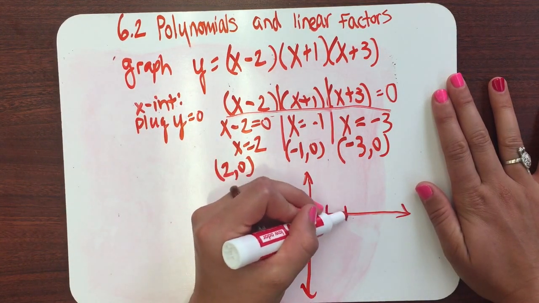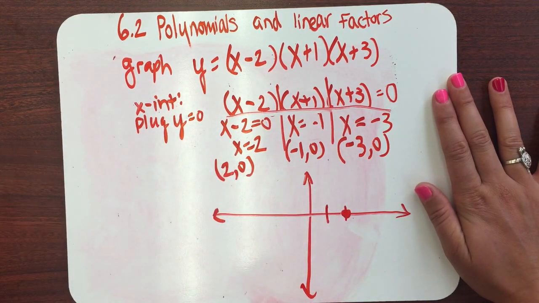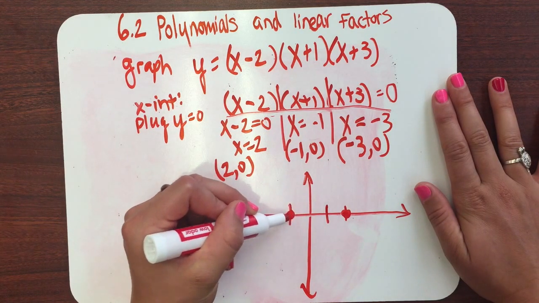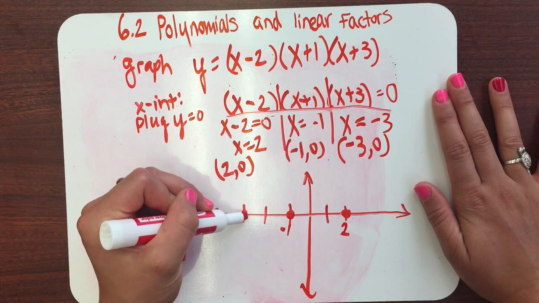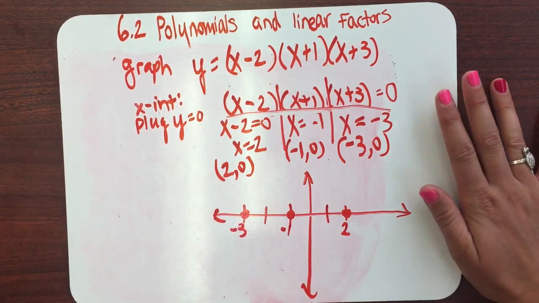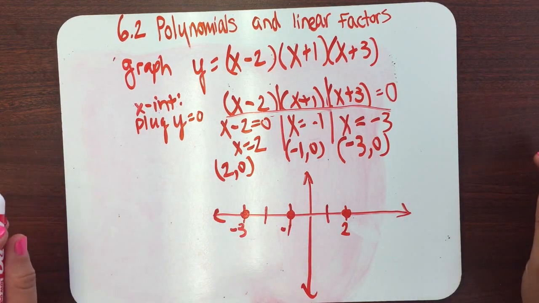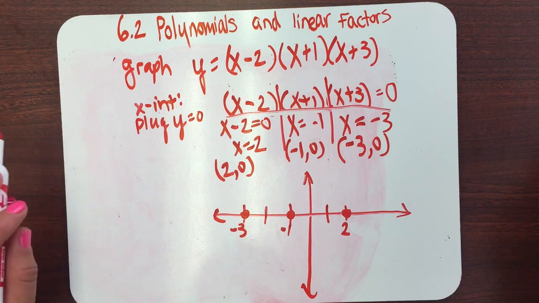At 2, 0 is an x-intercept, negative 1, 0, and negative 3, 0. Okay, the next thing that we can find is the end behavior.